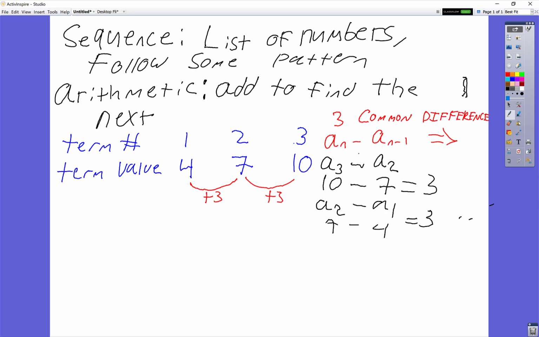So that's how you find the common difference. And if you look at this pattern, you could ask, what's the fourth term? Think about it. Just add 3, that would be 13. So the fourth term would be 13.